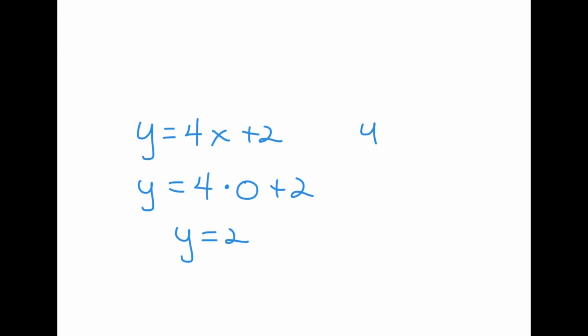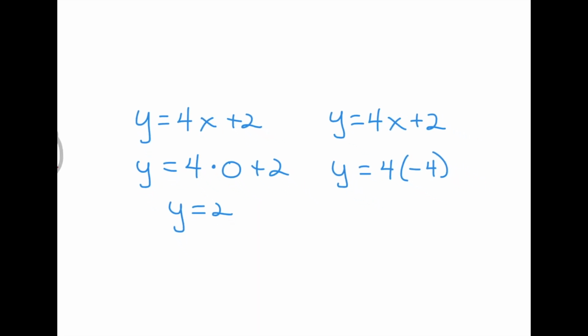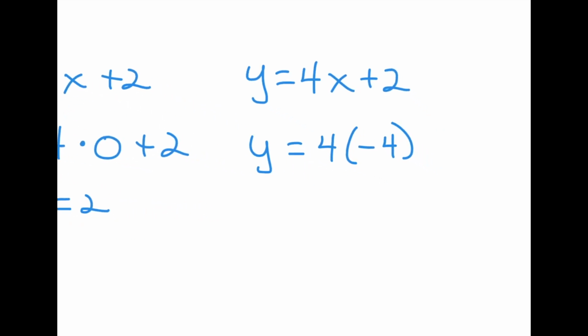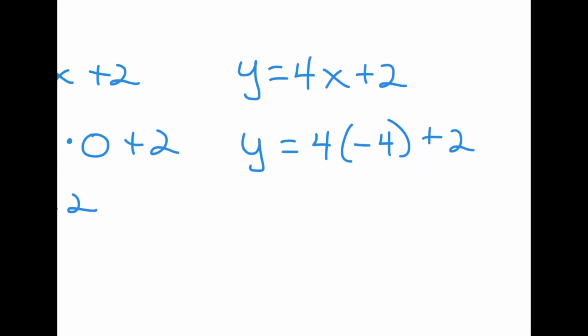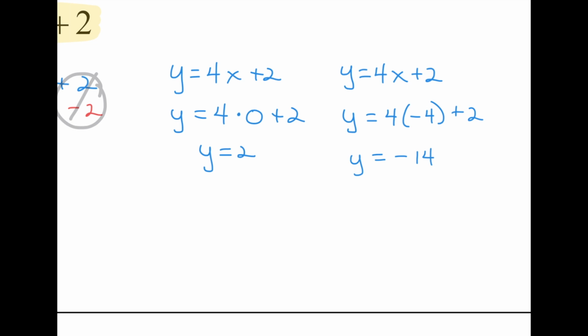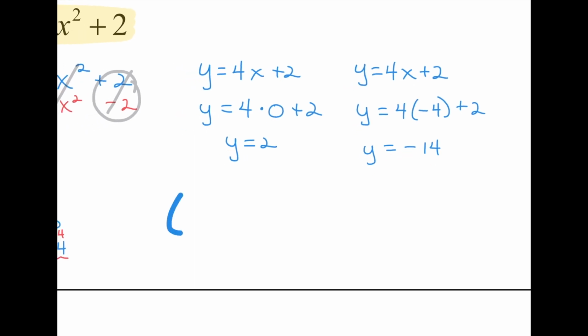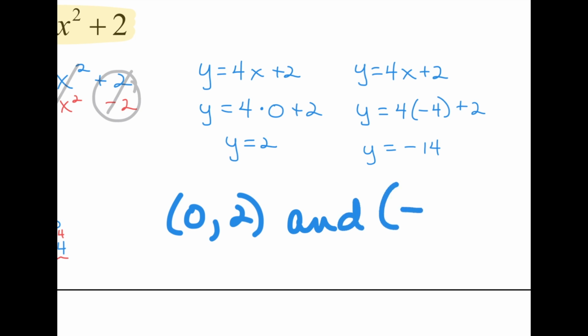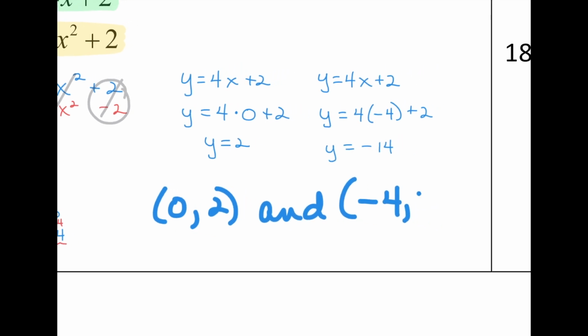And then once again, y equals 4x plus 2. So y equals 4 times negative 4 plus 2. And in that case, you should get y equals negative 14. And so your two answers are 0, 2, and negative 4, negative 14.